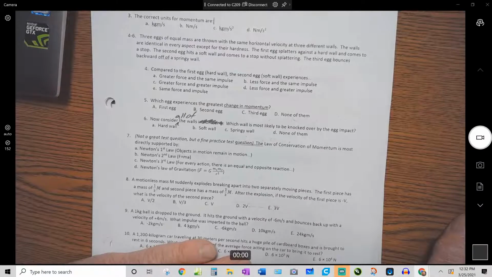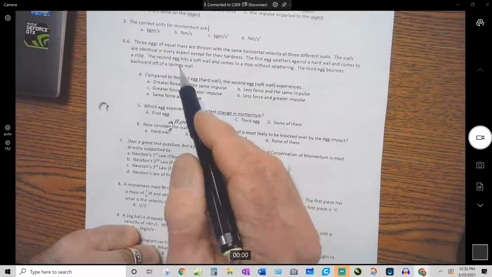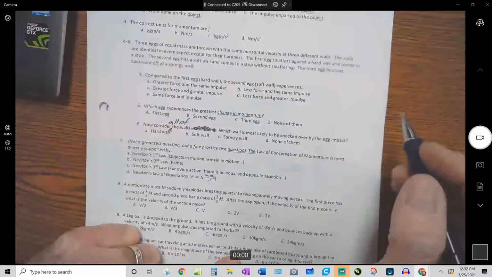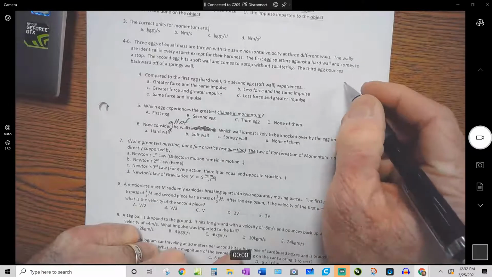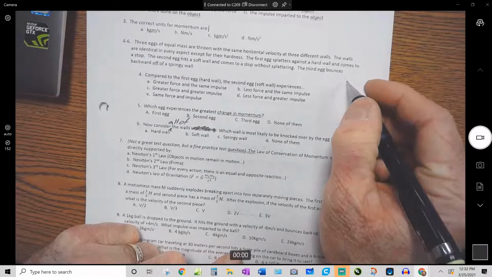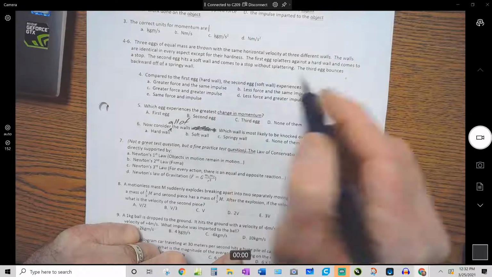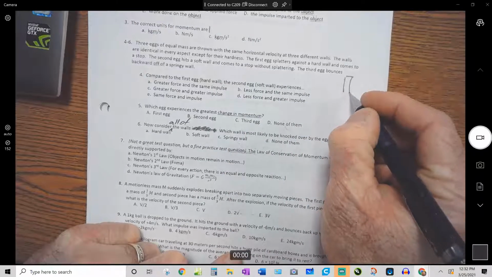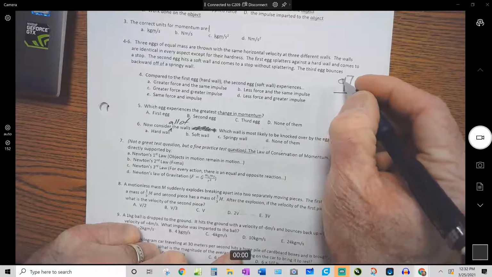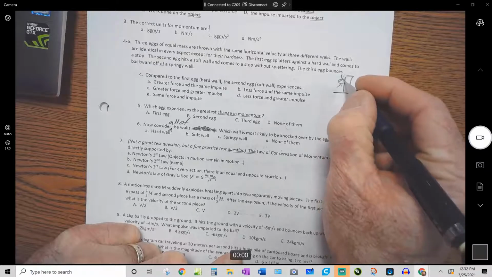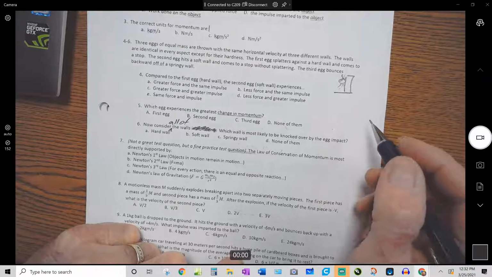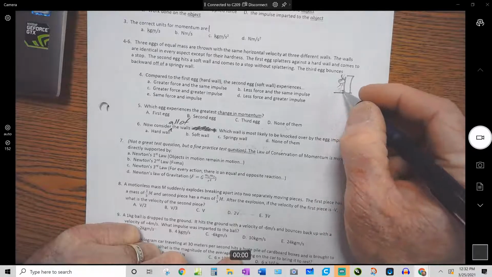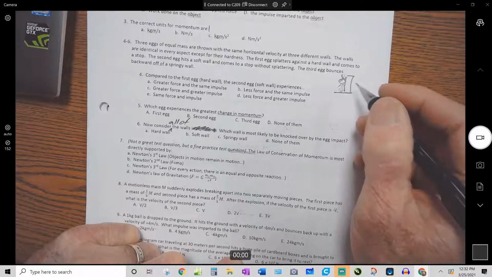Number 4. Okay. So just to set this up, we've got 3 different walls or eggs or whatever. The first wall, this is the really hard one, and I'm just going to show the egg kind of hitting this, and this is my animation of the egg getting splattered, and then everything's basically going to drip to the floor after that.